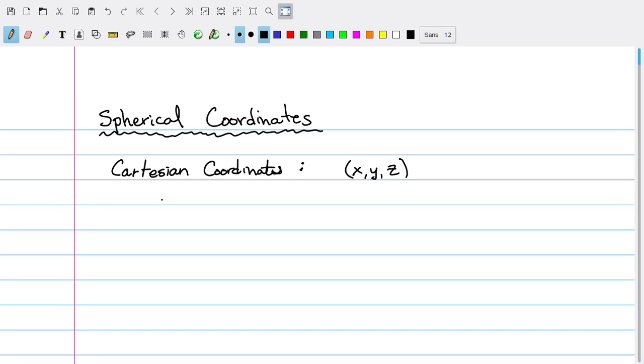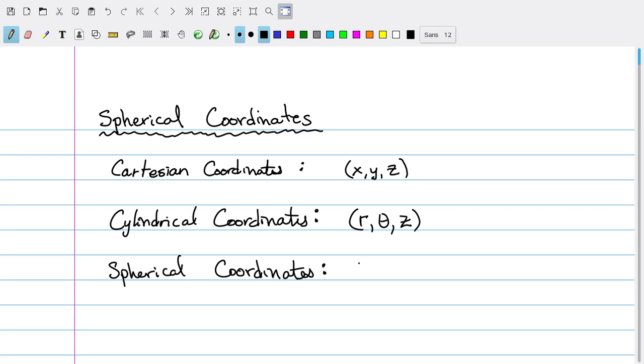Last time, we introduced a second coordinate system called the cylindrical coordinate system. Here, instead of a triple x, y, z, we're representing a point by a triple r, theta, z. Spherical coordinates are even cooler. Here we represent a point by a triple rho, theta, and phi, where phi, like theta, is another angle.